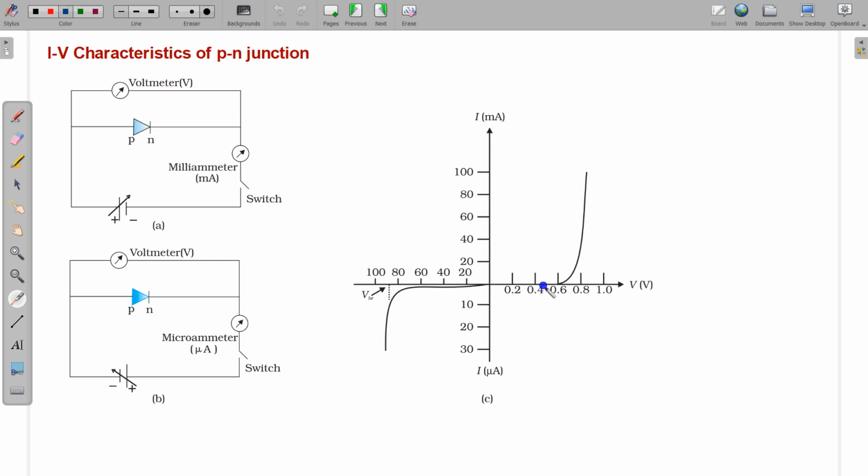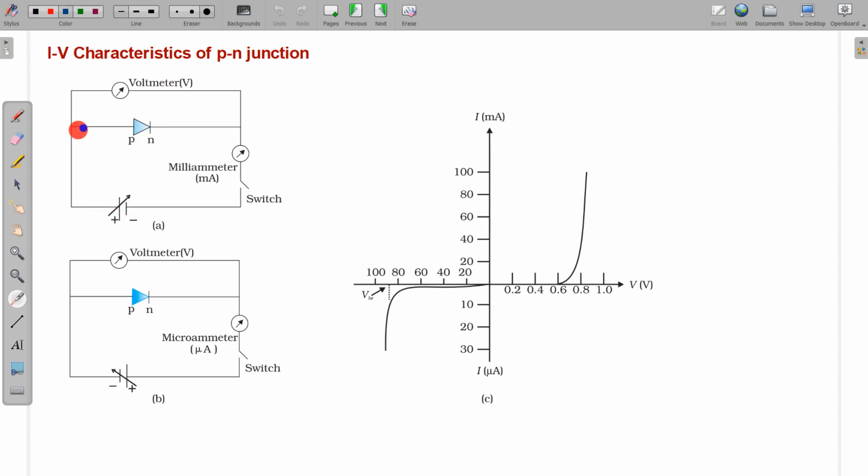In this region, V is positive, and this is for forward biased. In this region we have shown V as negative, and this is for reverse biased. So this is the diagram. In this diagram, this is the symbol for the PN junction, and we call it a diode. So this is a PN junction diode.